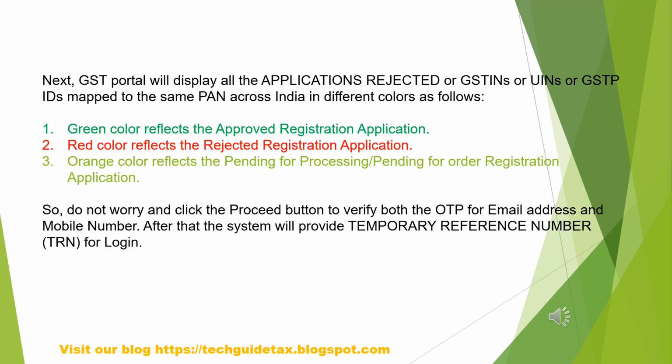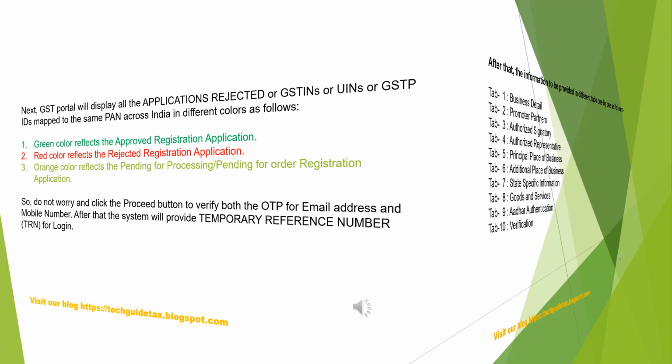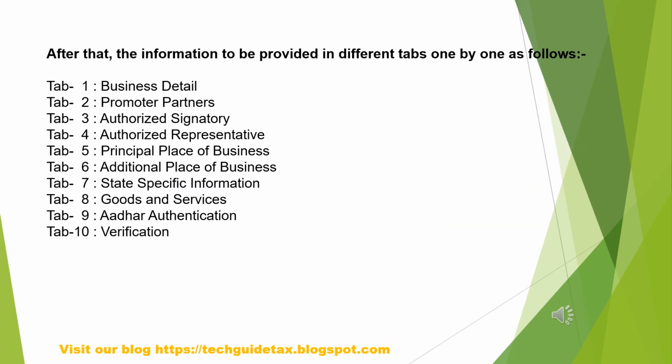So, do not worry and click the Proceed button to verify both the OTP for email address and mobile number. After that, the system will provide a temporary reference number, TRN, for login. After that, the information is to be provided in different tabs one by one as follows.